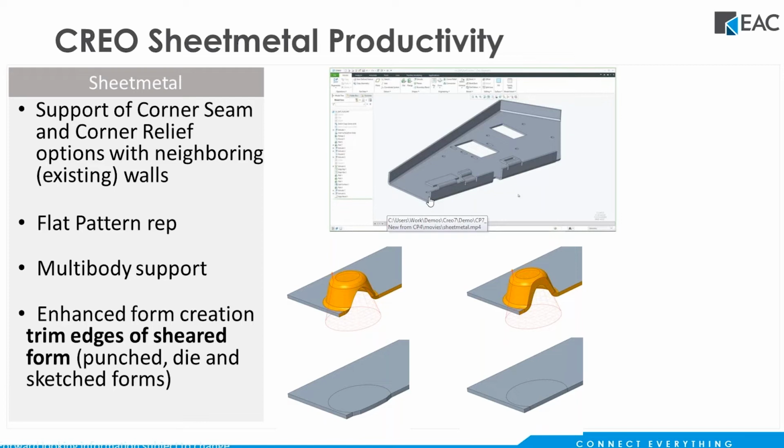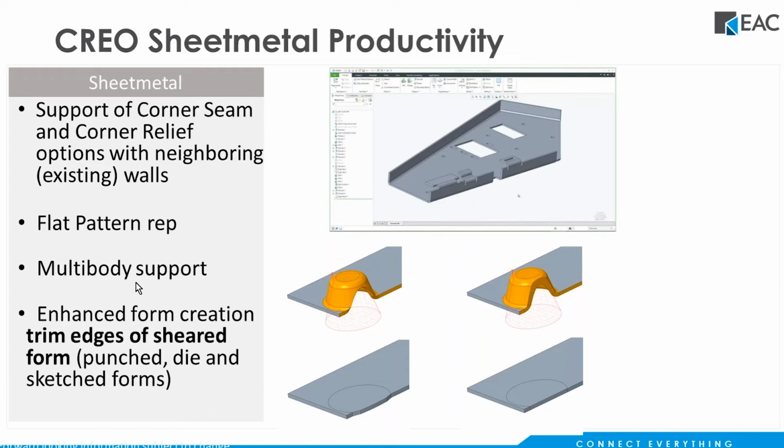Before, you used to have to, remember, use a flange wall. You'd pick multiple edges and put it on before. Also, if we have a form here that overlaps over the edge, we can have an option in here to shear the edges to make it straight. It also supports multi-body, which is something I'll talk about in a minute.